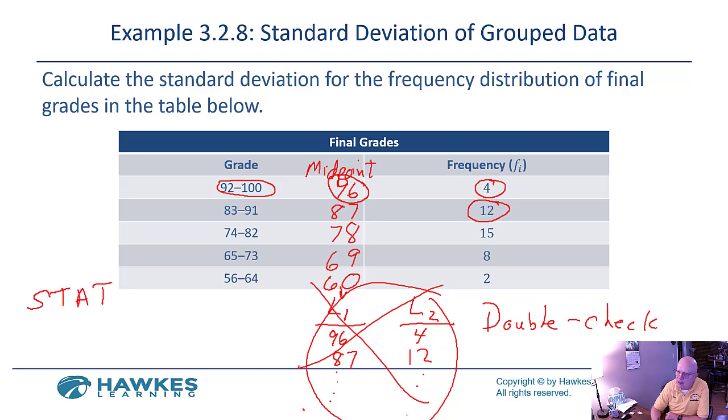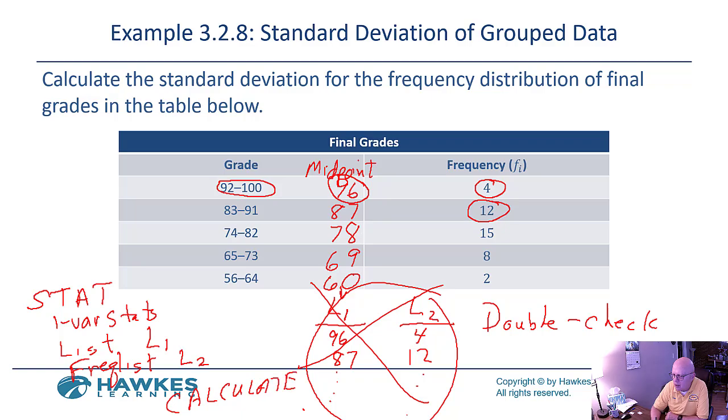Once you've got those numbers in, then you know how to do the calculations. You go to Stat, and you go to one variable stats, and for the list, you're going to put L1, and then something a little bit different. For the frequency list, you are going to put something in this time. And then you can go down here to calculate, hit enter, and you get your information. You get your standard deviations along with a lot of other things.